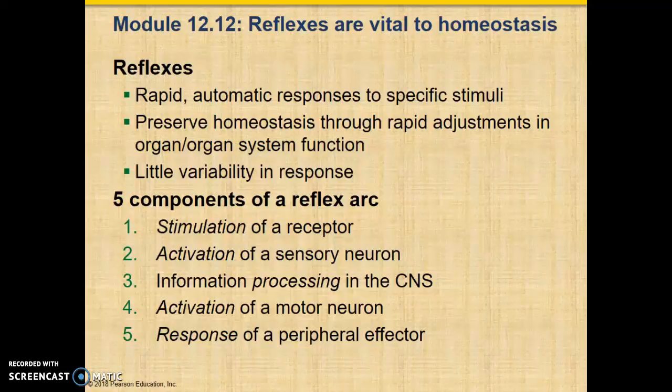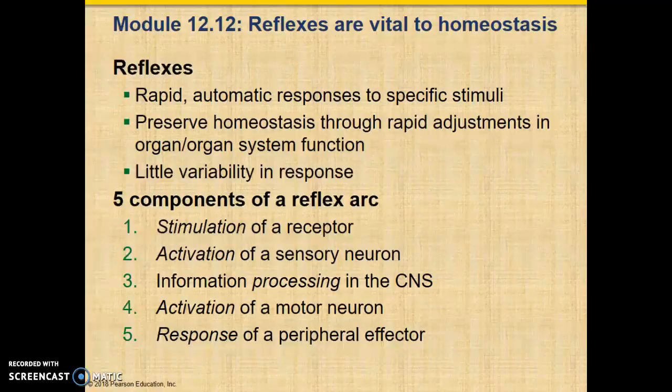I'm sure you're aware of certain reflexes. For example, if you were to put your finger into a flame, you would instantly withdraw your arm back. That's a withdrawal reflex. So these reflexes are vital to our homeostasis. They're defined as rapid automatic responses to specific stimuli, and they vary little in the response.